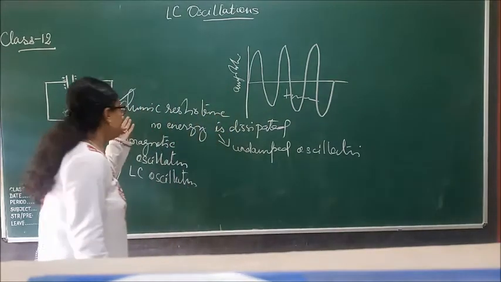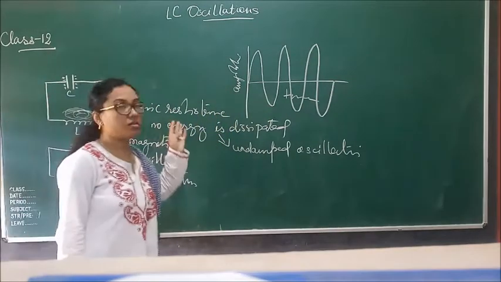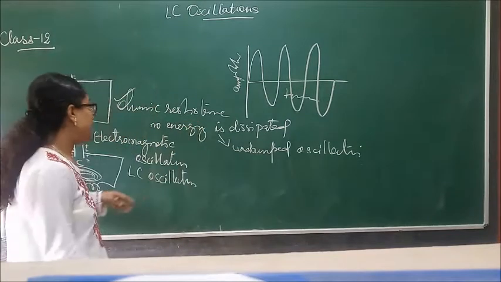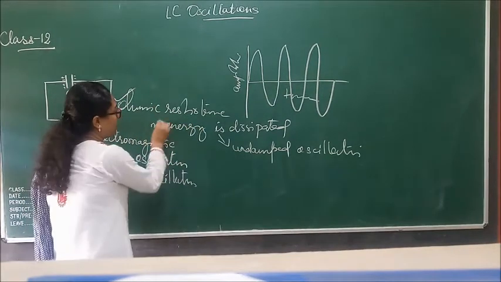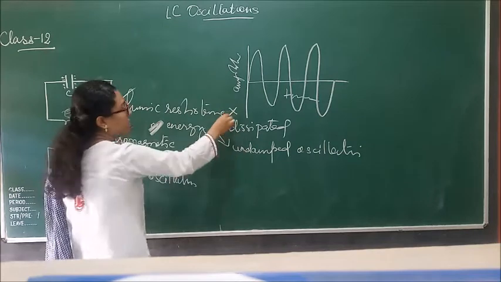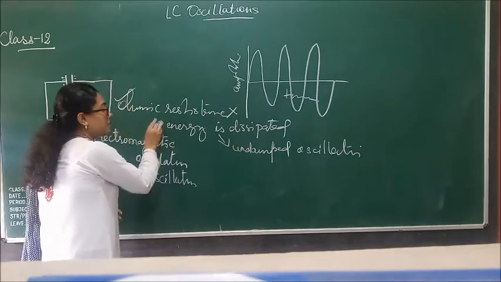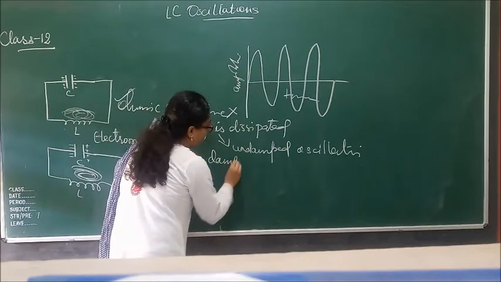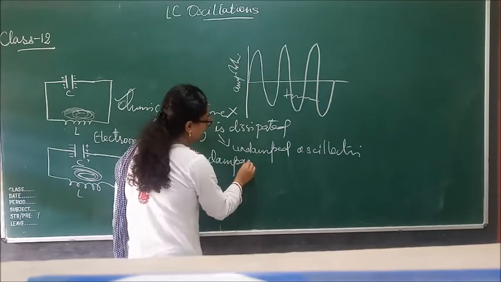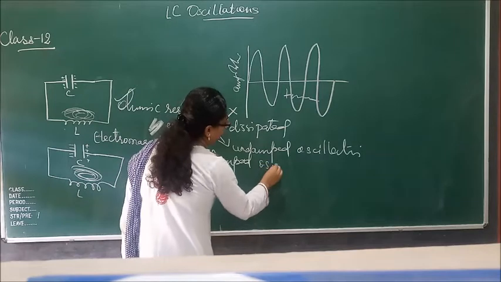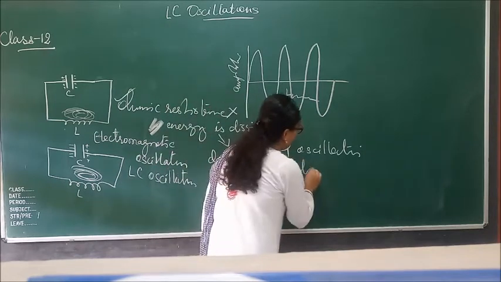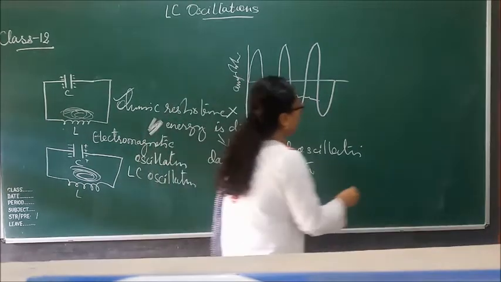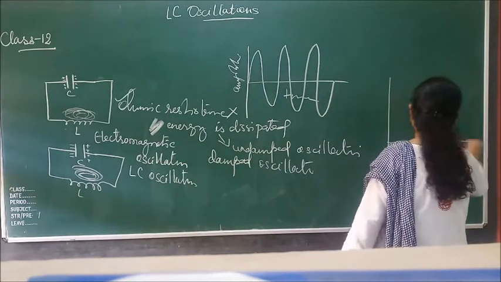Okay, when ohmic resistance will not be there, so definitely energy is dissipated. What will happen now? Ohmic resistance will not be there, so your energy is dissipated, and you will get the damped oscillation. Now in this condition, you will get the damped oscillation. Clear, students? You will get the damped oscillation, and now this time you will get your graph like this.